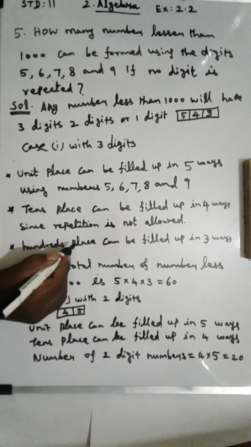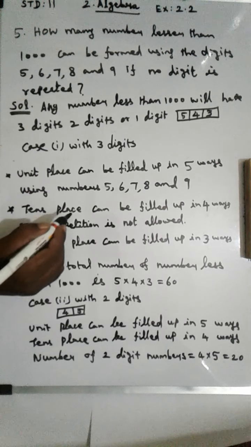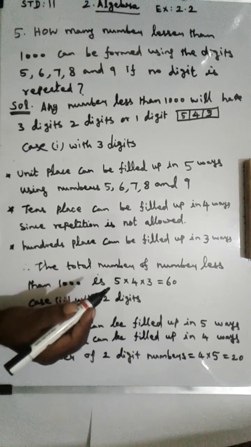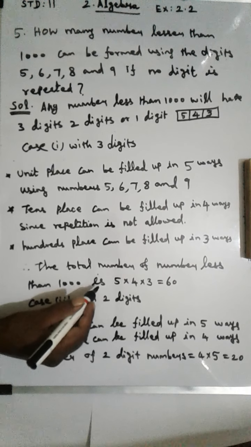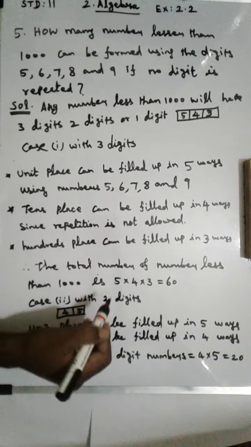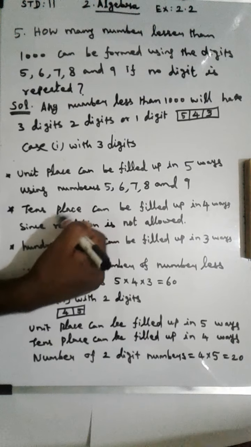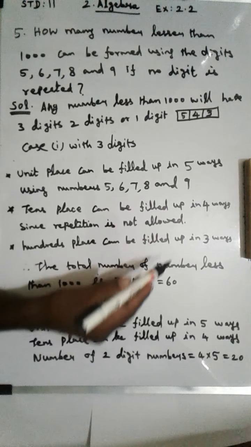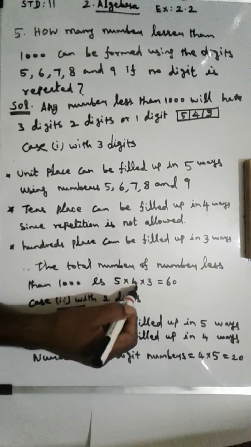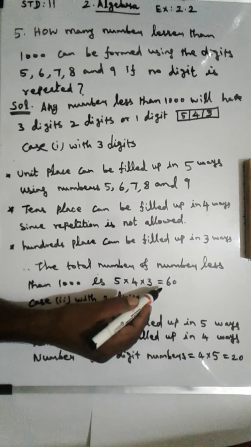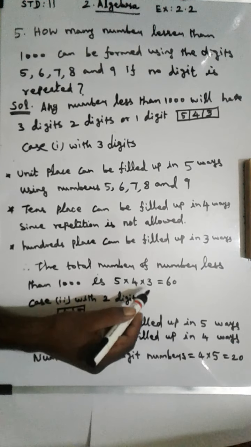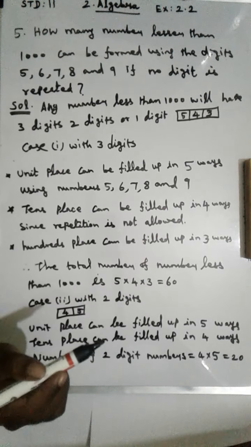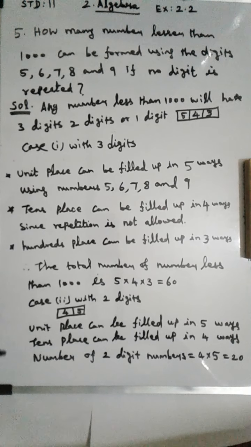So for 3 digits: unit place, tens place, hundreds place. The total number of such numbers is unit place 5 into tens place 4 into hundreds place 3. So 5 into 4 into 3 equals 60. Multiplying, 5 fours are 20, and 20 into 3 is 60. This is case 1.